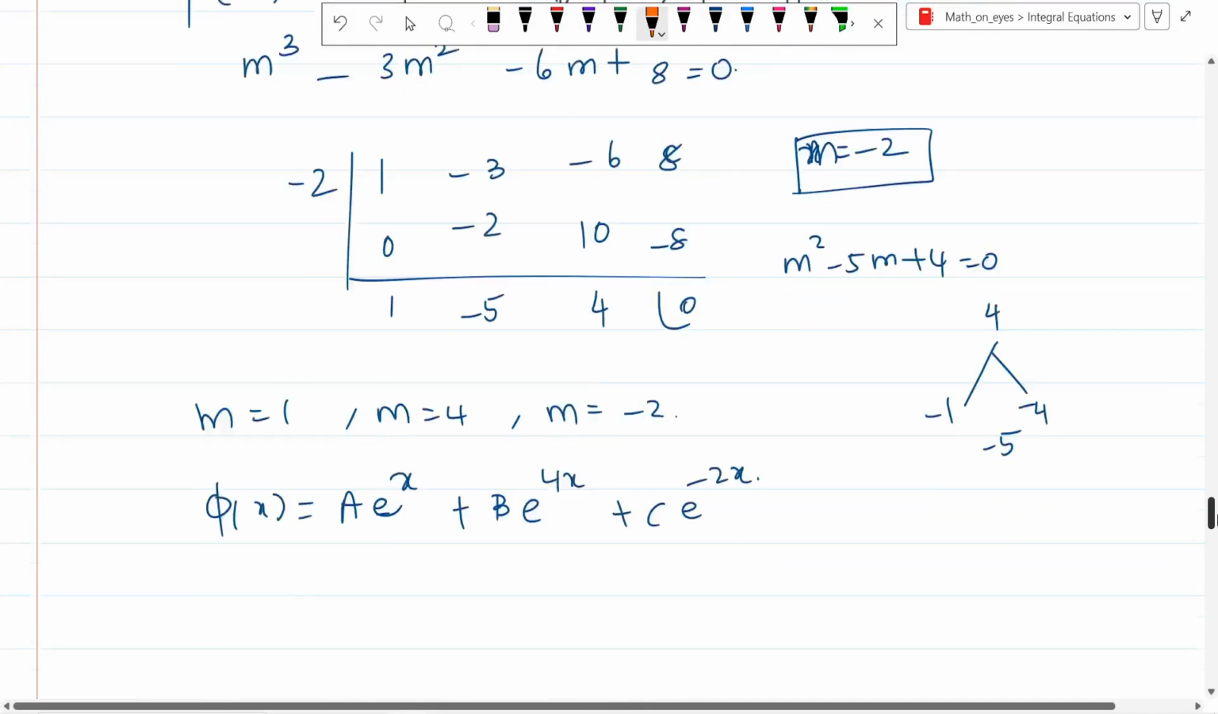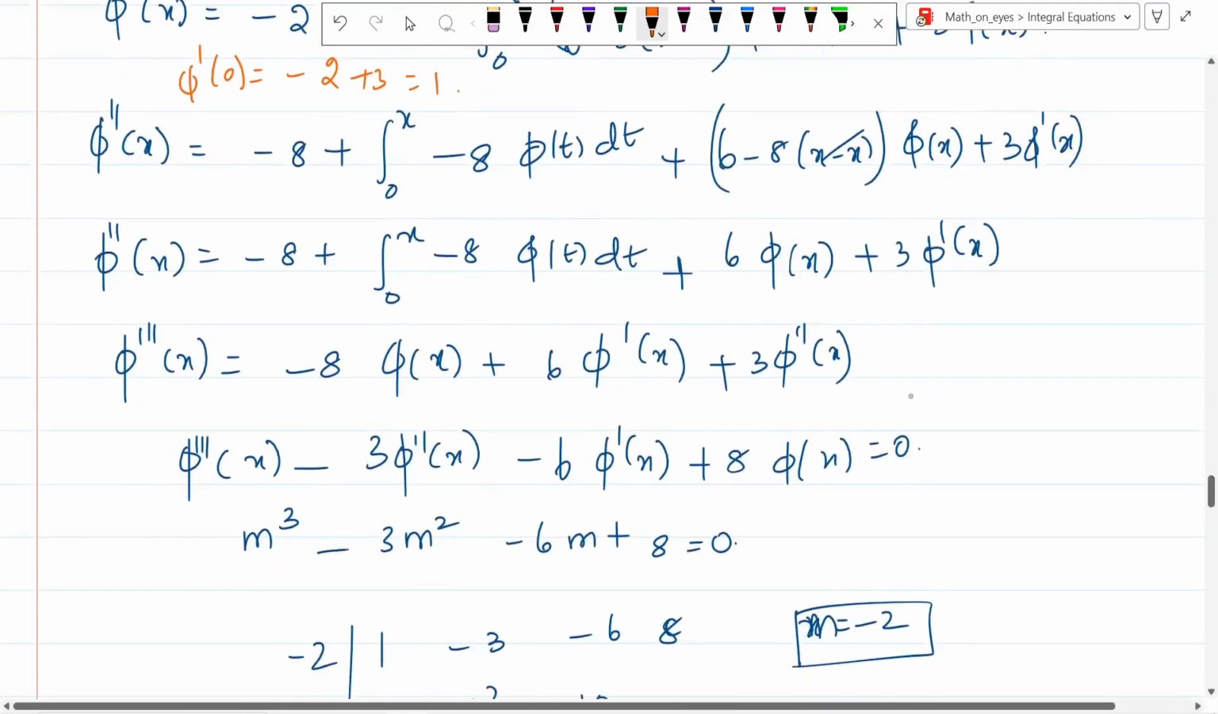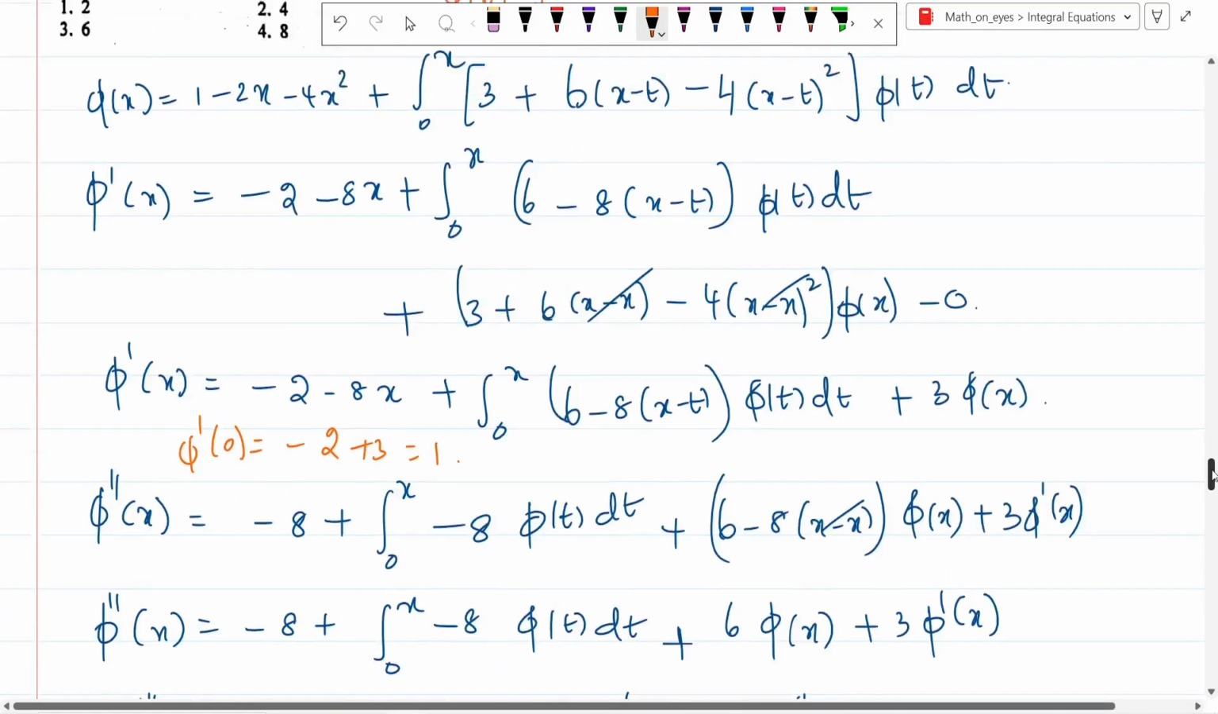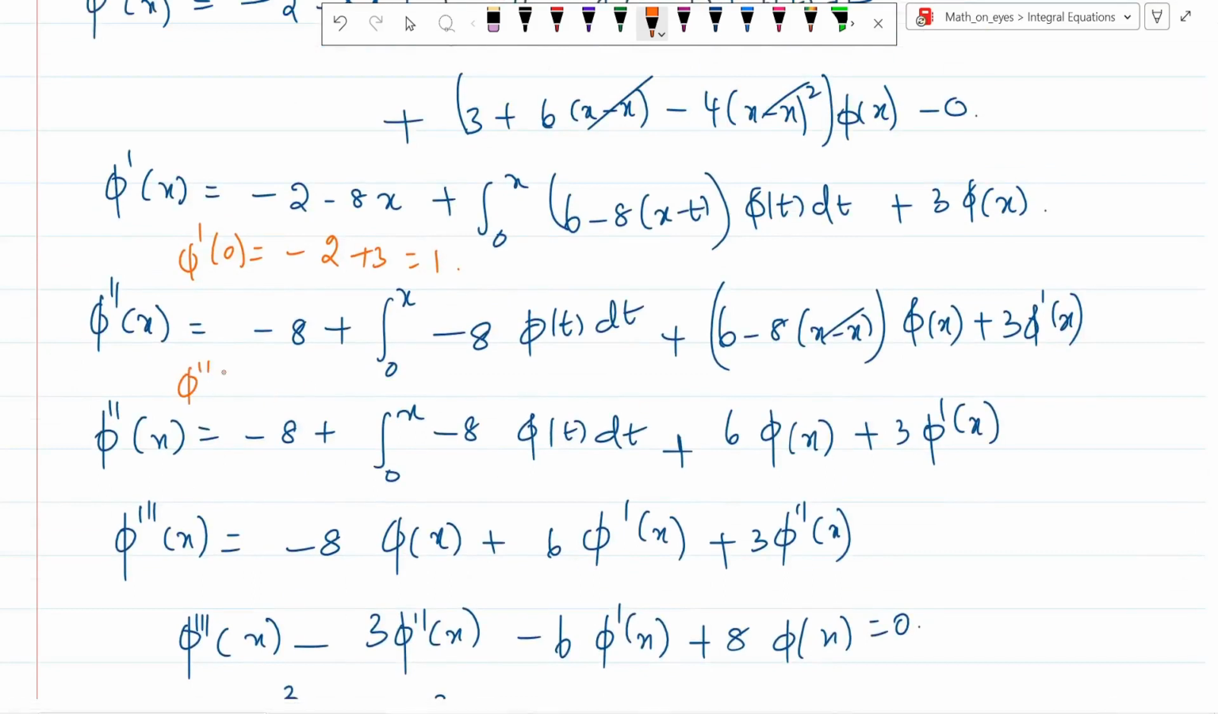And also we have one more variable, c. For that we will find from phi triple dash of x, which we got as minus 8 into phi of x plus 6 into phi. So we will find it from phi double dash of x. In this equation I'll find phi double dash of 0 is equal to minus 8 here, and this full part is equal to 0. 6 plus 3 is 9, because phi of 0 is 1 and phi dash of 0 is also 1. So plus 9. So this is also equal to 1.